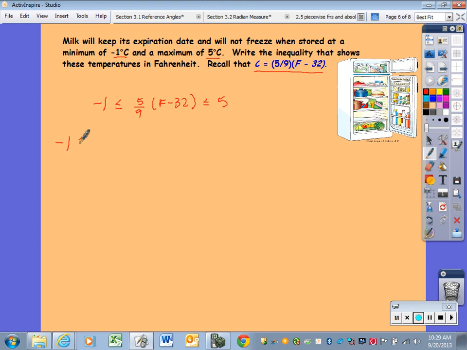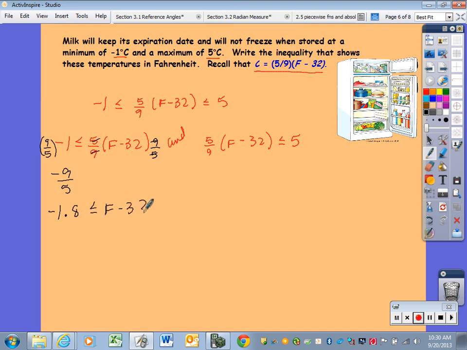So we have two problems. -1 less than or equal to 5/9 (f minus 32). And 5/9 times (f minus 32) is less than or equal to 5. Multiply both sides by 9/5. -9/5, which is -1 and 4/5, -1.8, less than or equal to f minus 32. Add 32. 30.2 degrees less than or equal to Fahrenheit. So Fahrenheit is greater than or equal to 30.2 degrees.